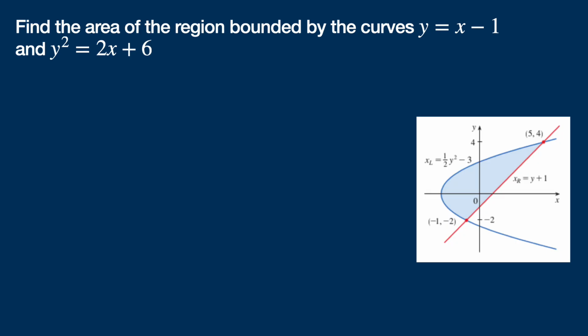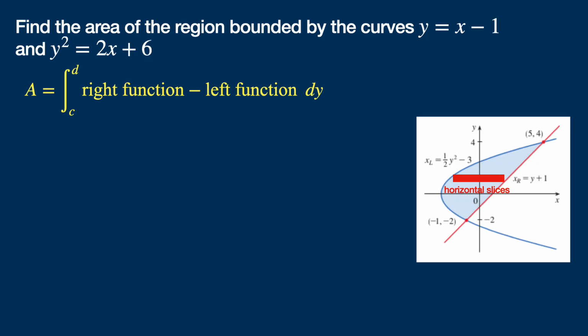Horizontal slices. Look at this graph, guys. We have a shaded area, the area colored blue. So we have horizontal slices. Horizontal slice means we have to find the interval of y, c and d, and the right function and left function. Those are functions of y that you have to find. The right function is a line, so we have to find the right function first. The left function is the curve that we have to find.